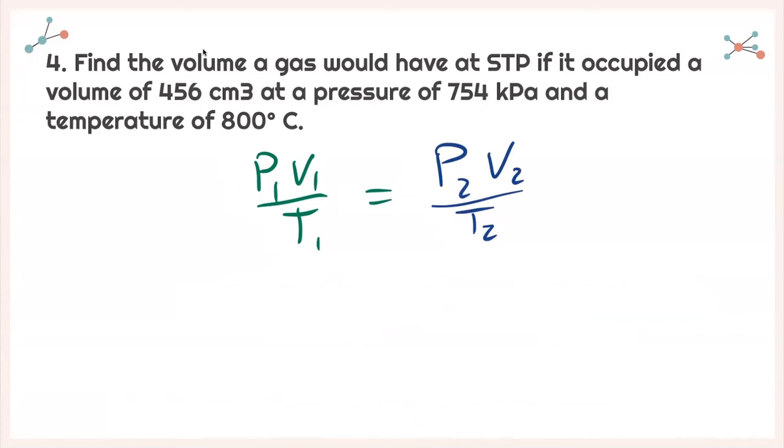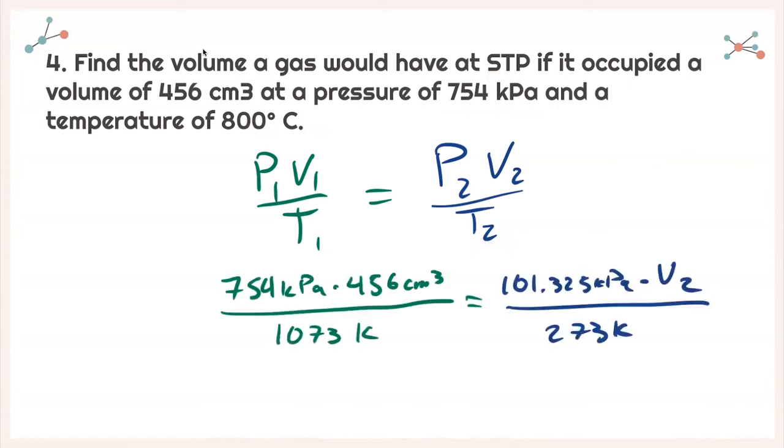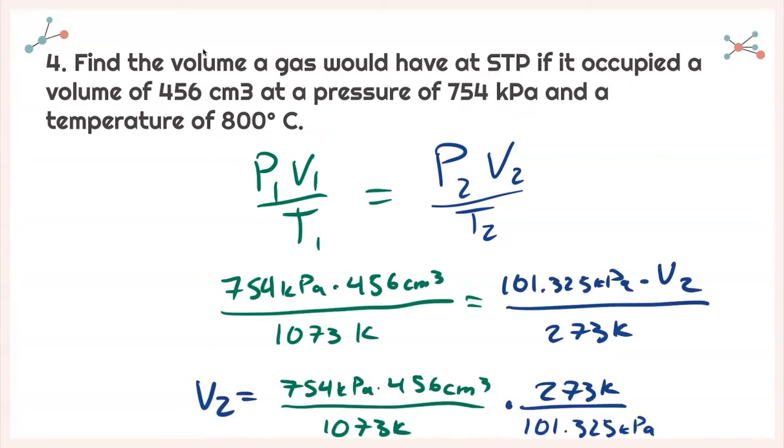My original temperature was 800 degrees Celsius. I need to change that to Kelvin. My pressure is in kilopascals and I am at standard temperature and pressure, so I'm going to use kilopascals as well. And again, because we are at standard temperature and pressure, my second temperature is going to be 273 Kelvin. So plugging all of that in and using the proper units, I see that I need to solve for V2. Solving for V2, I get 754 kilopascals times 456 centimeters cubed over 1073 Kelvin times 273 Kelvin over 101.325 kilopascals. Plugging all that into my calculator, I get a V2 of 863 centimeters cubed.